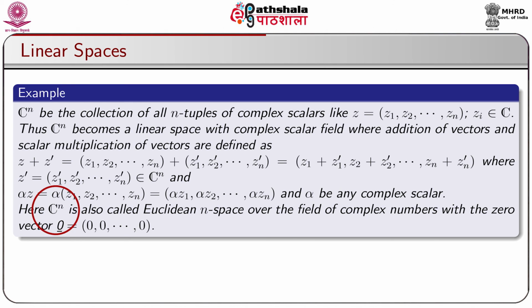Here Cn is also called Euclidean n-space over the field of complex numbers, with the 0 vector being (0, 0, ..., 0), where all the coordinates are 0, and 0 is equal to 0 plus i times 0.